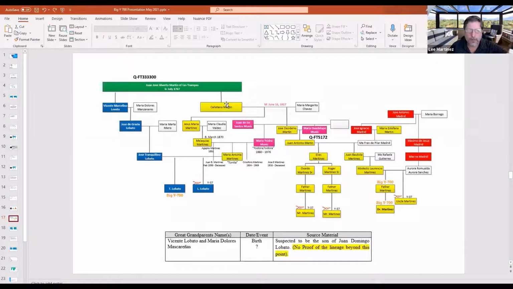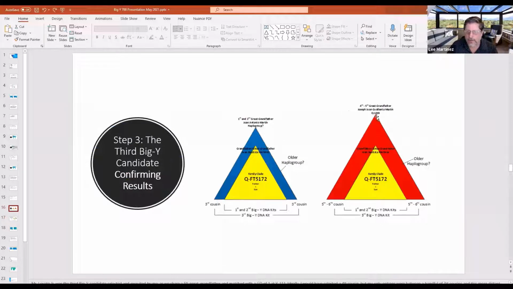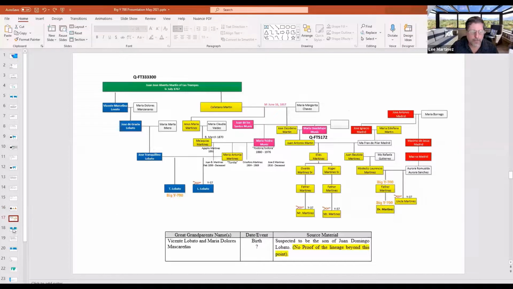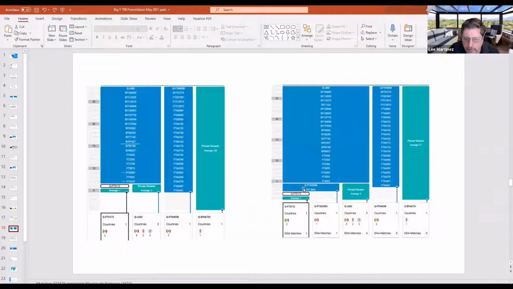So siblings, first cousins, second cousins, third cousins, once, twice, 3 times removed, right? But this is similar to getting a fourth or a fifth or sixth cousin, but that's who I recruited. And the result was QFT333300. This branch broke off from QL663, boom, right here, and is a branching point, right?